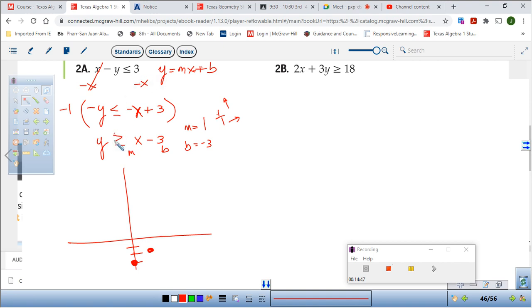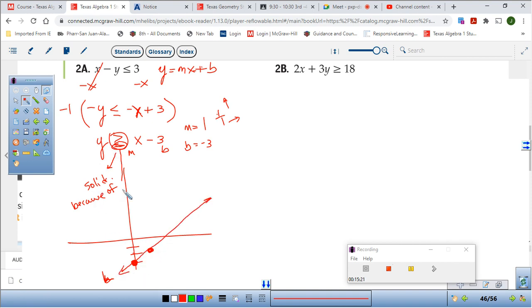The inequality sign is a solid line because it has an equal. Solid, because of the equal sign. So I'm going to draw a solid line going through here.